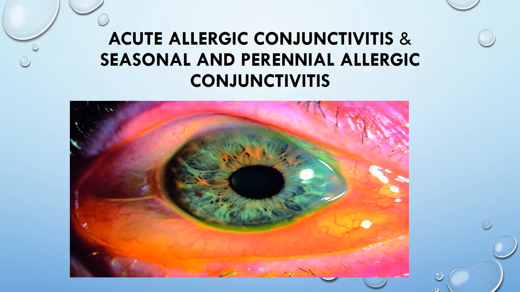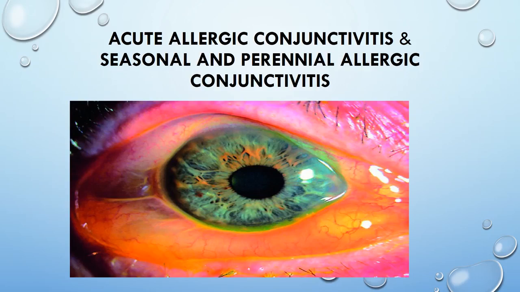The second one is seasonal and perennial allergic conjunctivitis. These are subacute conditions that differ from each other by the timing of exacerbation because of different stimulating allergens in each. Presentation is with transient acute or subacute attacks of redness, watering and itching associated with sneezing and nasal discharge. Signs, which typically resolve completely between episodes, consist of conjunctival hyperemia and a relatively mild papillary reaction.